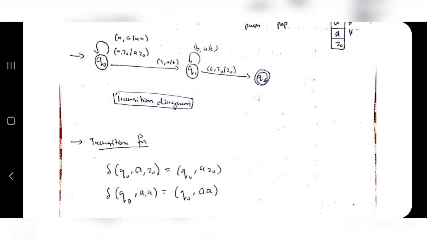So for example, for the second one, the symbol I have written here: Q naught, starting. The input is A as well as the top of the stack is A, so A comma A. Here I will write the final state, which is Q naught, after passing through this input, and the top of the stack is two elements, AA, so I have written AA here. Like that we will do for all of the states. So this is all you have to do in the pushdown automata.